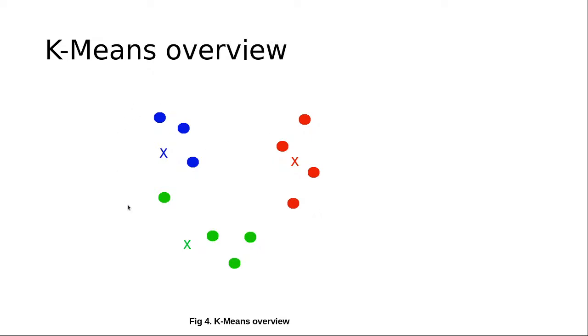But the problem here is with the other two groups. Have a look at this green point. Based on your eye test, if you look at the distance between the green point and the blue center, and the distance between the green point and the green center, you can see that the green point is closer to the blue center than to the green center.